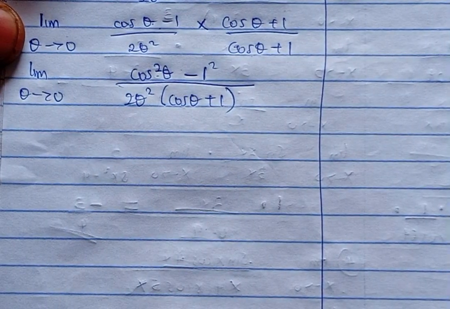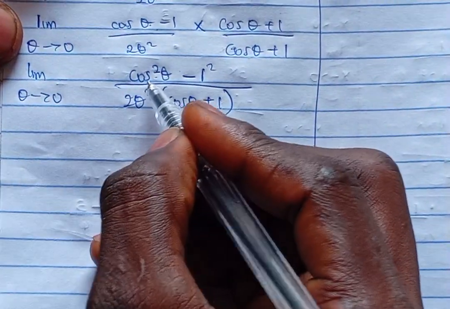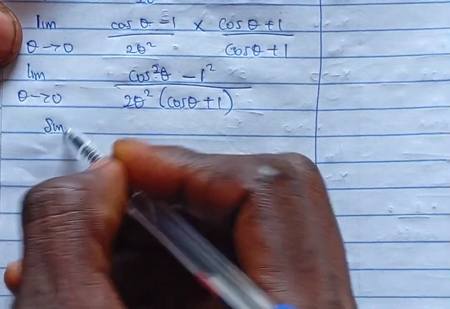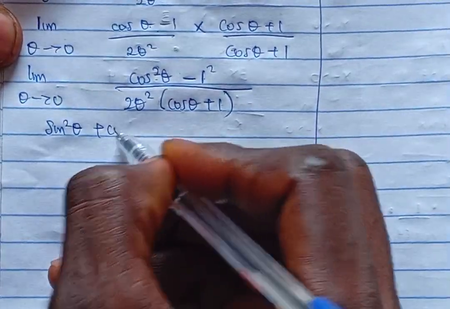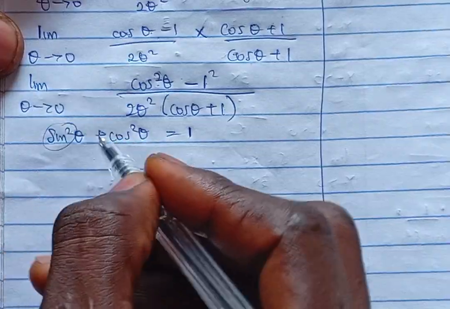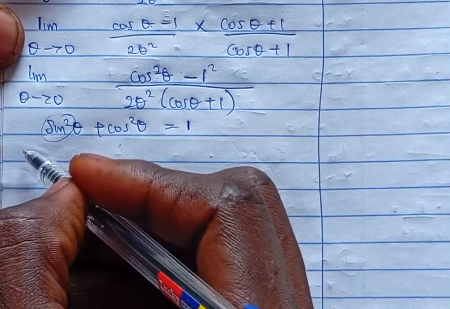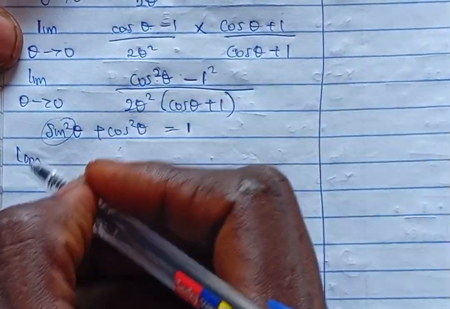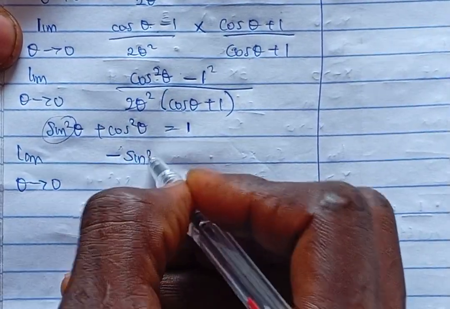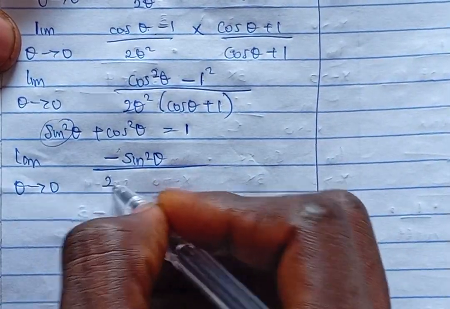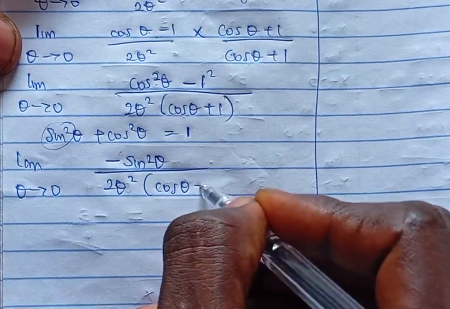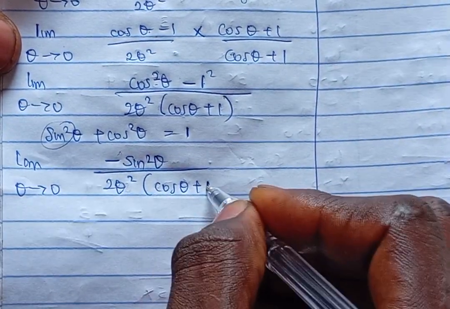So we can still do something here too, because according to our trigonometric identities, we have sin squared theta plus cos squared theta is equal to 1. Bringing this one here, cos squared theta minus 1 turns to minus sin squared theta. So I can replace this as the limit as theta tends to 0 of minus sin squared theta over 2 theta squared, into cos theta plus 1.